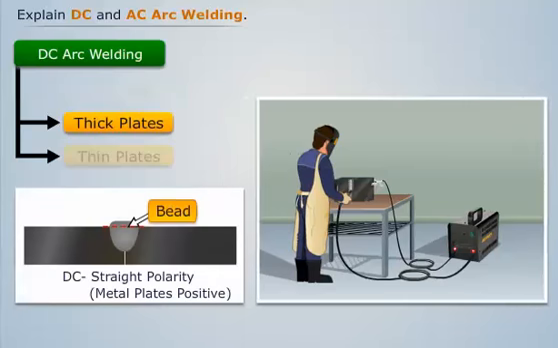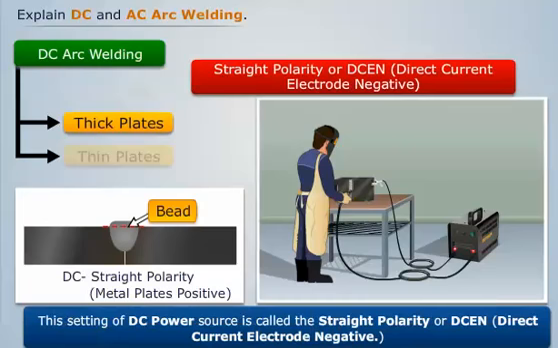The weld bead formed by this type of welding would be as shown. This setting of the DC power source is called the straight polarity or DCEN, that is, direct current electrode negative.